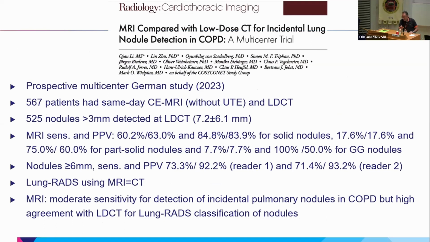And they found very reasonable sensitivity for MRI. However, it was lower for smaller nodules, as you can see: about 60% for solid nodules, only 17% for part-solid nodules, and less than 10% for ground glass opacity nodules. But when the lesions were detected, the Lung-RADS with MRI was equivalent to that of CT. So the conclusion of this study published this year was that MRI was not as sensitive as CT for small nodules, but it was equivalent for characterization.